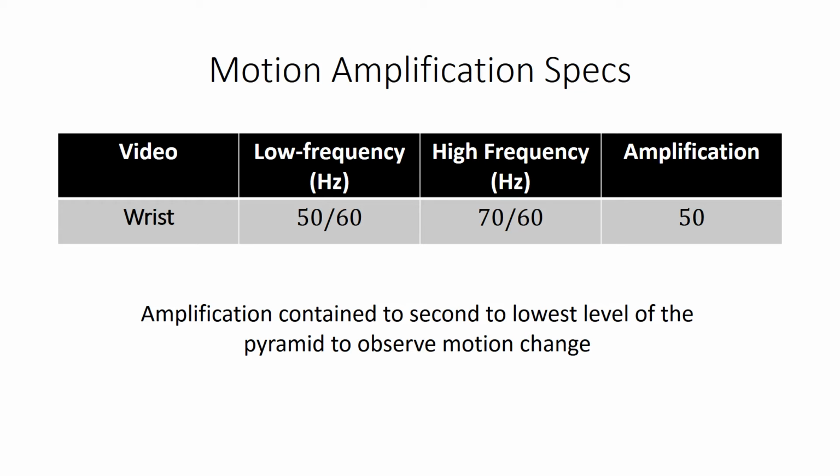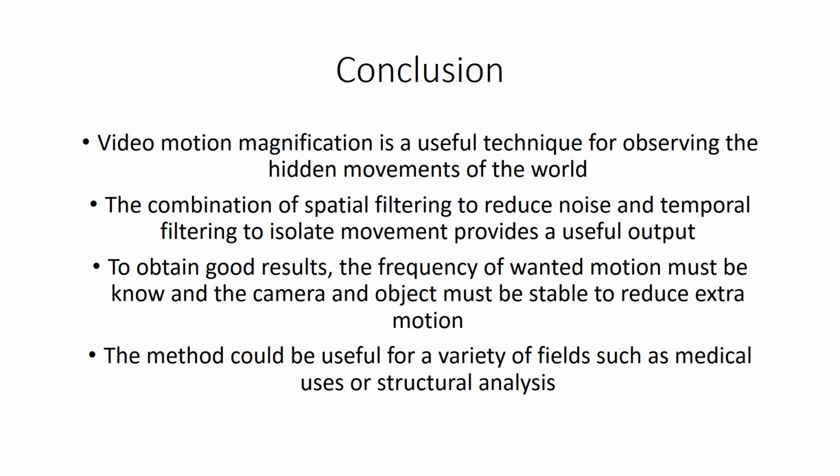To conclude, Eulerian video magnification is a useful technique for observing the hidden movements of the world. To create useful output, a process of spatial filtering to reduce noise and temporal filtering to amplify the information is used. To obtain good results, the frequency of the wanted motion must be known, and the camera and the object must be stable to reduce extraneous motion magnification.